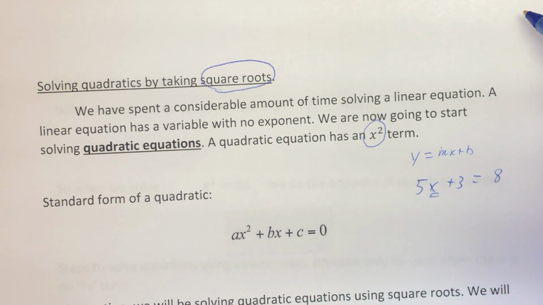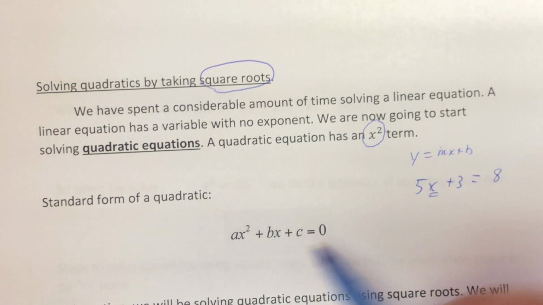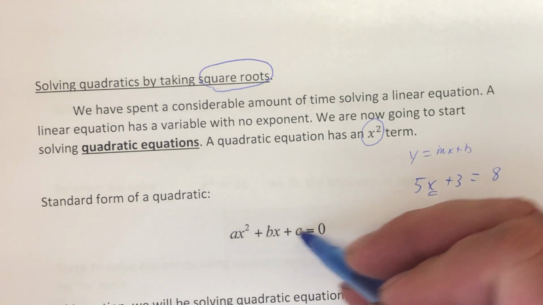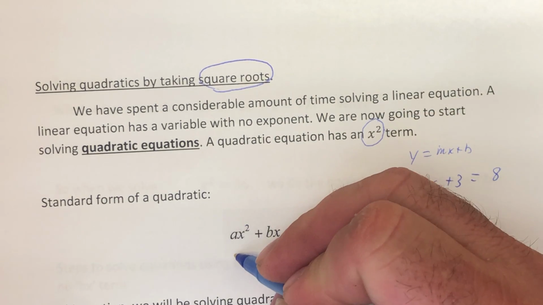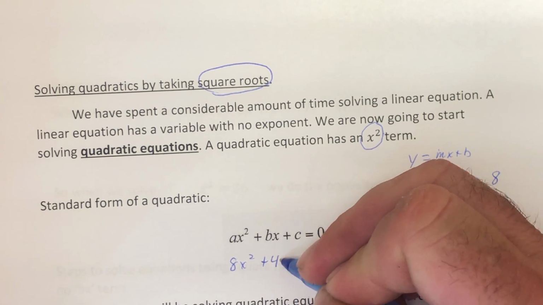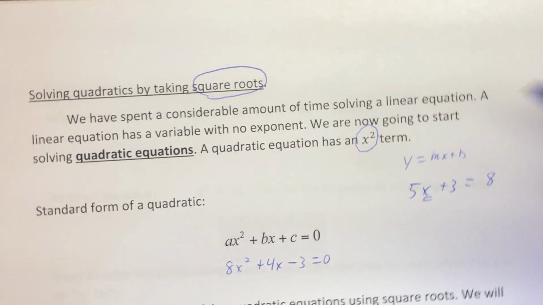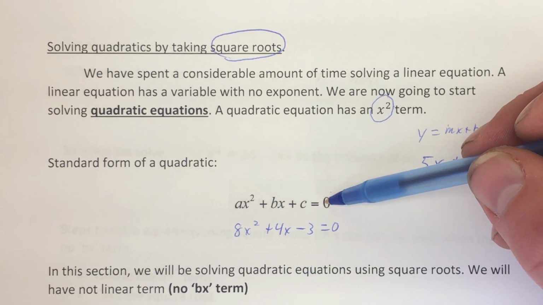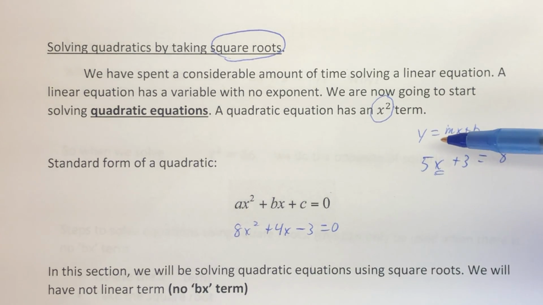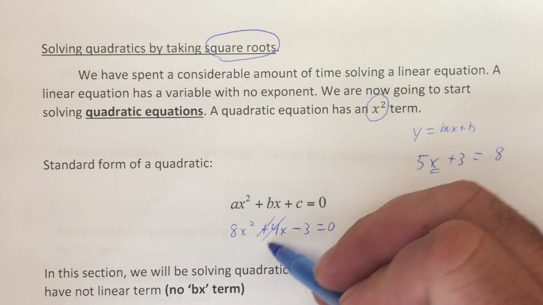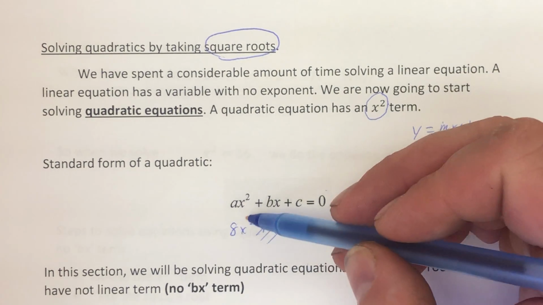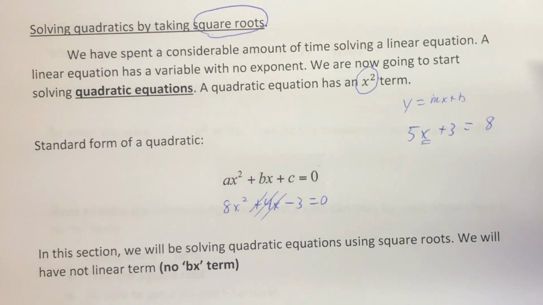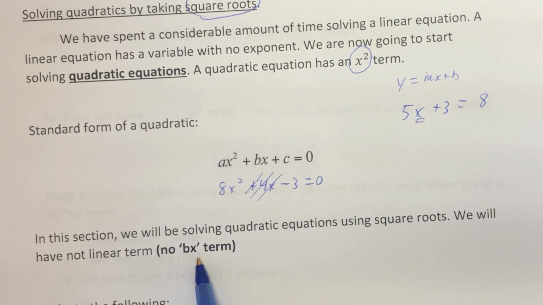Now when we're looking at quadratics, we're going to have a squared term. So the standard form of a quadratic is ax squared plus bx plus c equals 0. Now a, b, and c are just numbers. You'll often see a quadratic something like 8x squared plus 4x minus 3 equals 0. When it's in standard form, it equals 0, but we're not always going to have it equal to 0 to start. The types of quadratics we're going to solve today will never have an x term. We only have an x squared term and a constant term. So I say here there is no bx term.